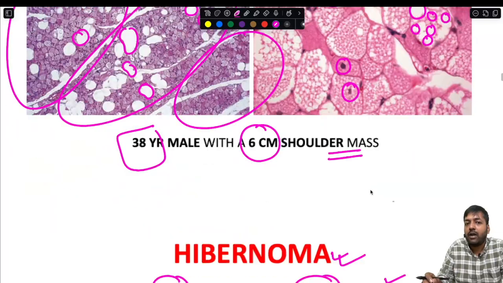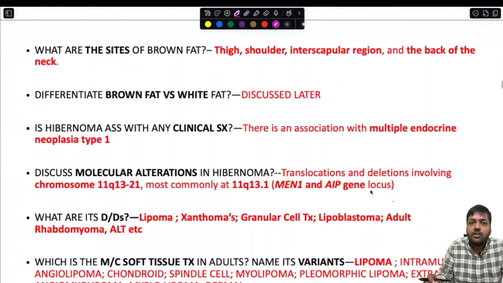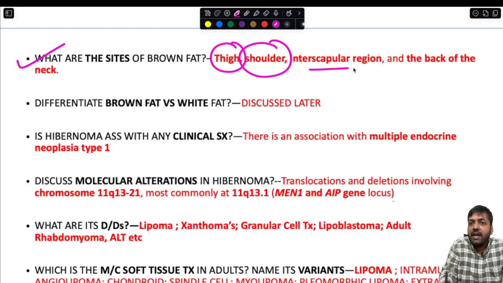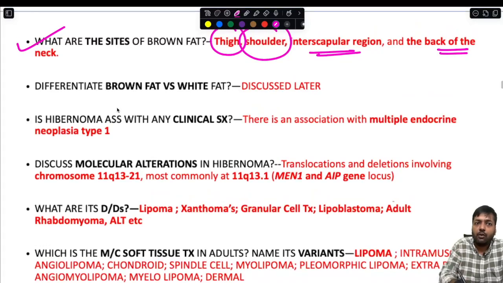Again, a very important exam slide. Coming to the exam questions, what are the sites of brown fat in the body? This will be the first question invariably. It is the thighs, shoulders, interscapular region, and the back of the neck, or the nape of the neck, as you say. Differentiate brown fat versus white fat.